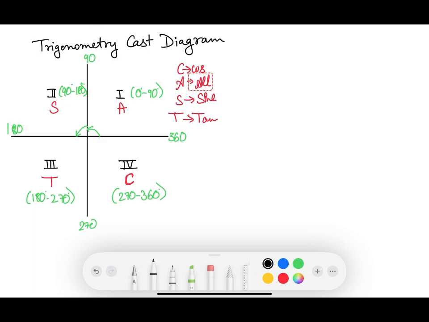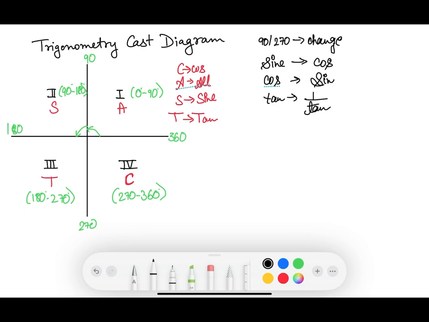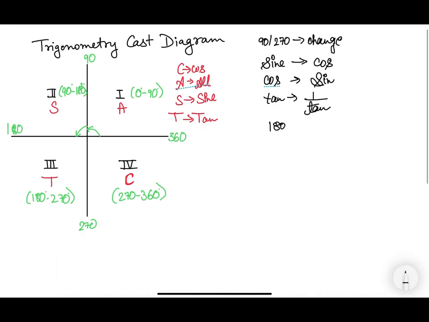Now let's learn how to use it. Keep in mind that whenever it's 90 or 270, we change: sine will change into cos, cos will change into sine, and tan will change into 1 over tan. And for 180 and 360, there is no change. Let's learn it better with some trigonometric examples.